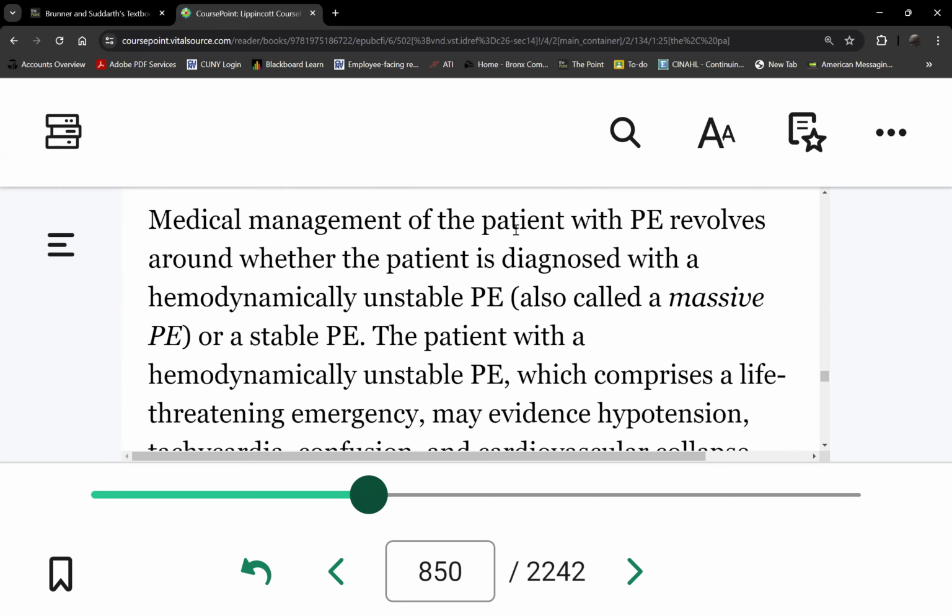Okay, so most low risk PE, the patient will be given a low molecular weight heparin, okay, or maybe nowadays, because now we have 10A inhibitors, it'll just be placed on an oral 10A inhibitor and for a specific period of time, and then that's it.